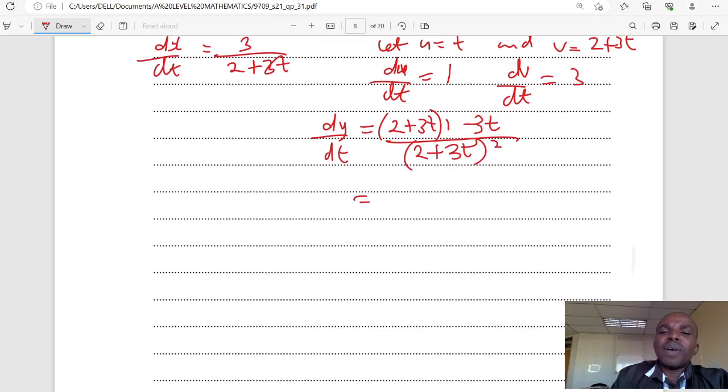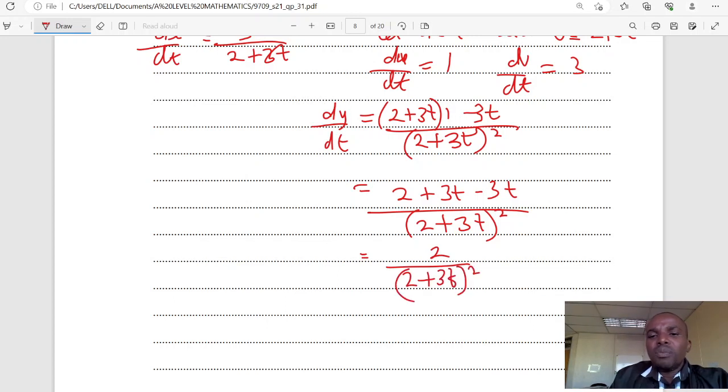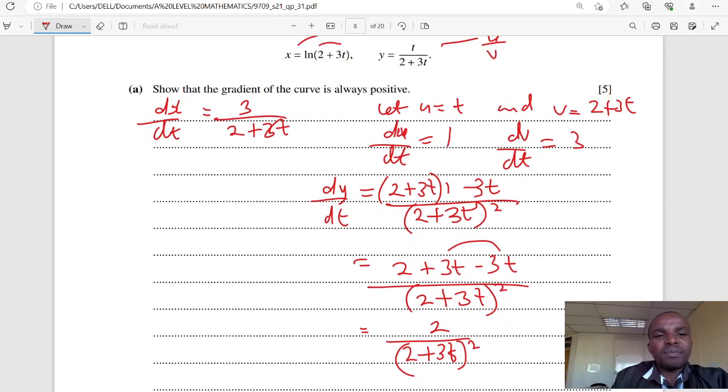Let me simplify this part. Remove the bracket: 2 plus 3t minus 3t over 2 plus 3t squared. Then if you simplify it, you get 2 over 2 plus 3t squared, because 3t minus 3t will give you 0. So it will be 2 over 2 plus 3t squared.